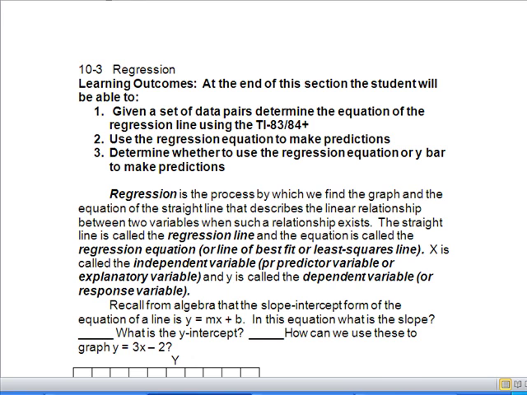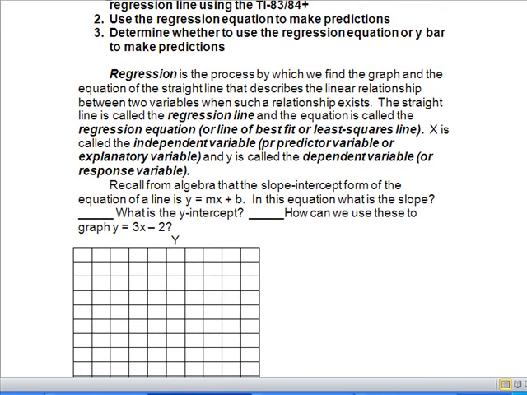Okay, regression is the process by which we find the graph and the equation of the straight line that describes the linear relationship between the two variables when such a relationship exists. The straight line is called the regression line. The equation is called the regression equation, sometimes also called the line of best fit or the least squares line.